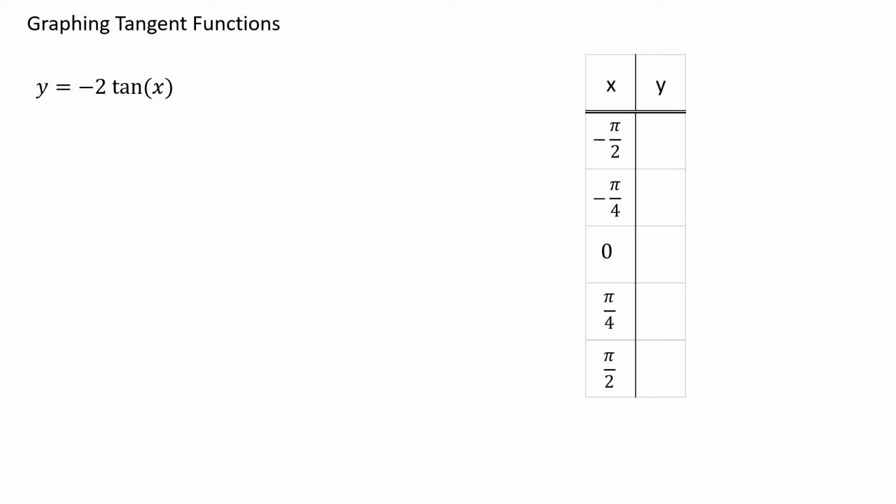Let's learn how to graph some simple tangent functions. First, notice that this tangent has only an x in the argument, or parentheses. One way to graph one period of the tangent function for that case is to just memorize these numbers. The tangent graph goes from negative pi over 2 to pi over 2.